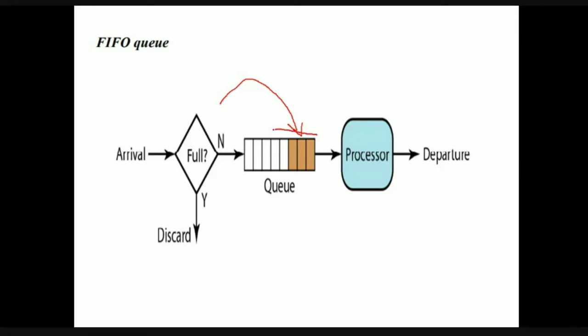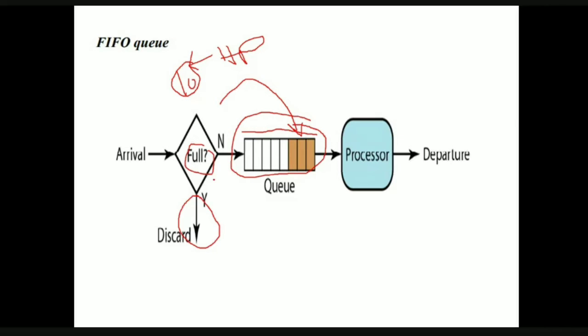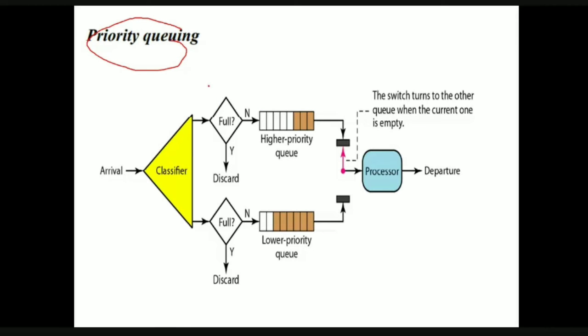Let us say now the queue has been filled, and a packet number 10 came here. If we assume that this is a higher priority packet, it should compulsorily be processed. But as the queue is full, this higher priority packet will be discarded.